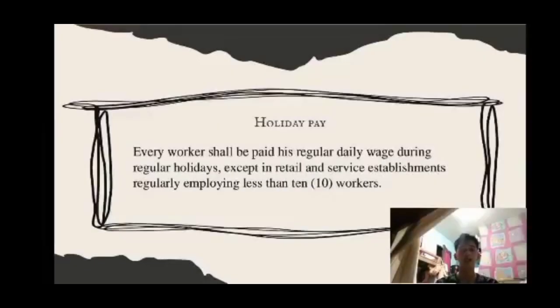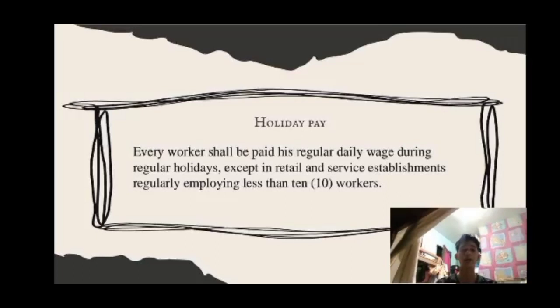Holiday pay. Every worker shall be paid his regular daily wage during regular holidays, except in retail and service establishments regularly employing less than 10 workers. It refers to the compensation or benefits given to employees for working on designated holidays. The specific rates and regulations for holiday pay may vary depending on the company policies.